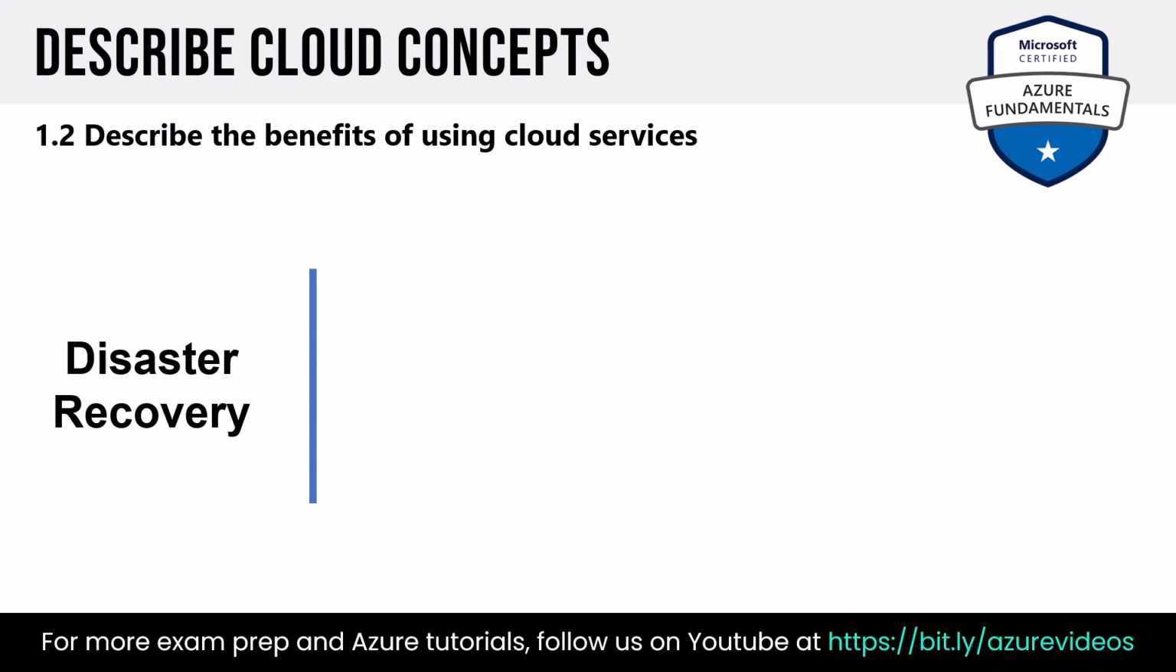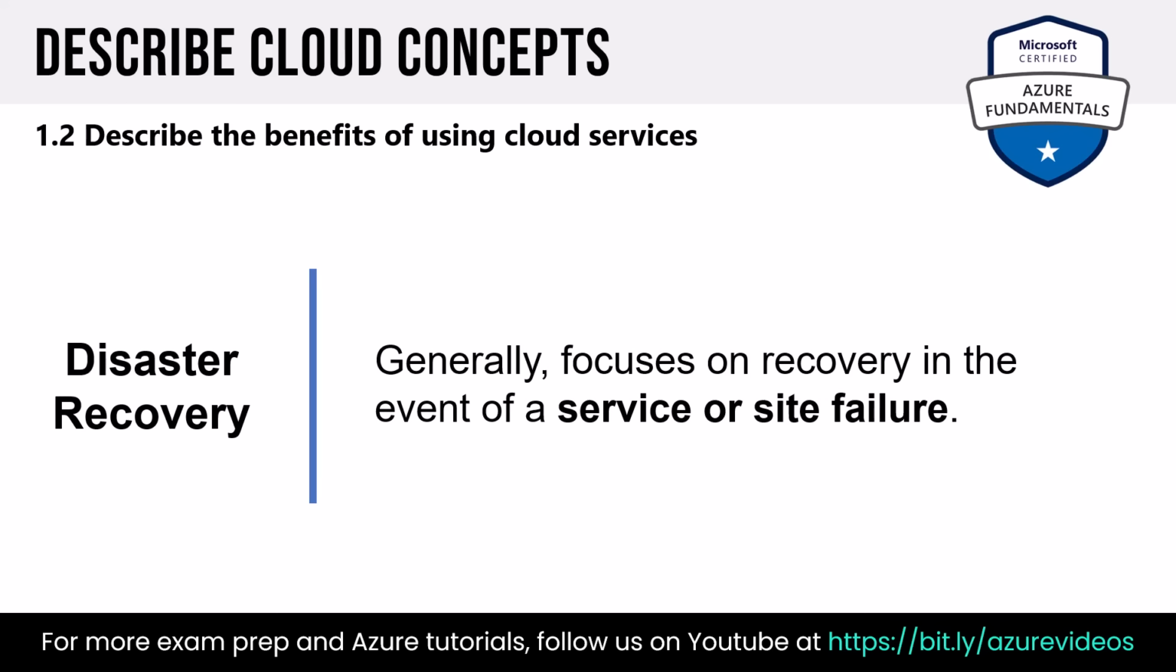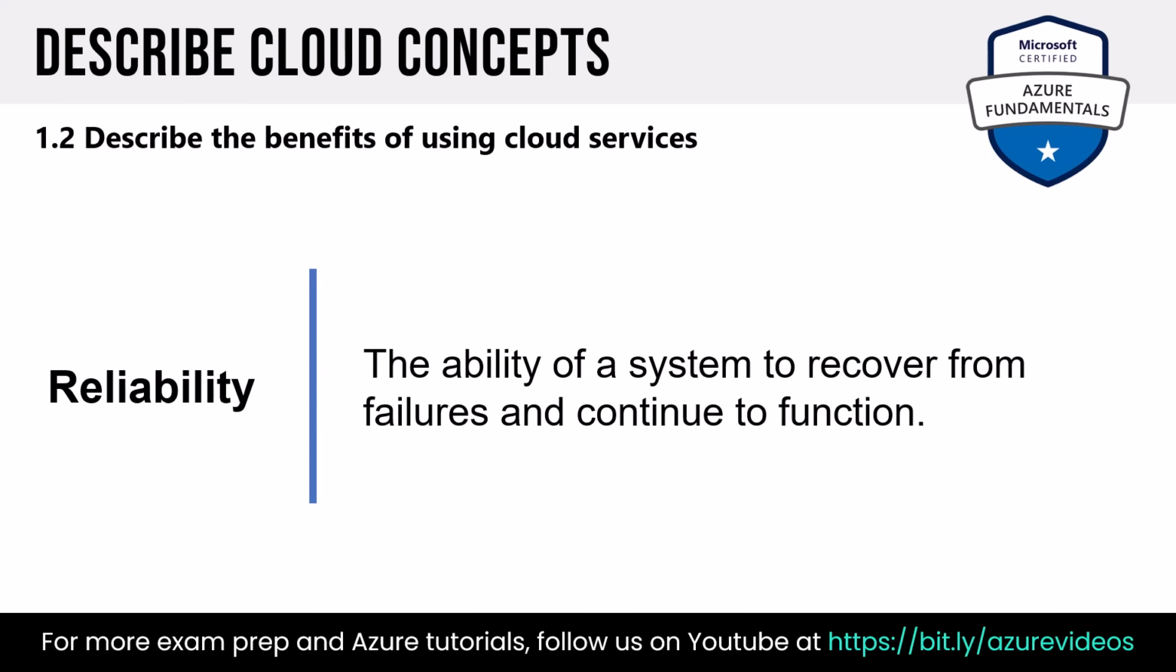Next, we have disaster recovery. So the focus of disaster recovery is on the ability to recover from an event which has taken down a cloud service. It generally focuses on a service or even a site level failure. And continuing down that list, reliability. So reliability speaks to the ability of a system to recover from failures and to continue to function.